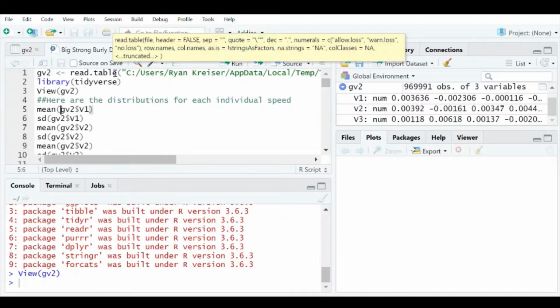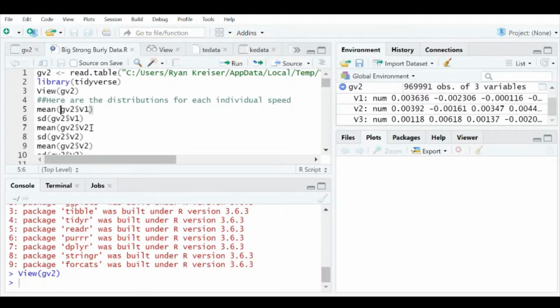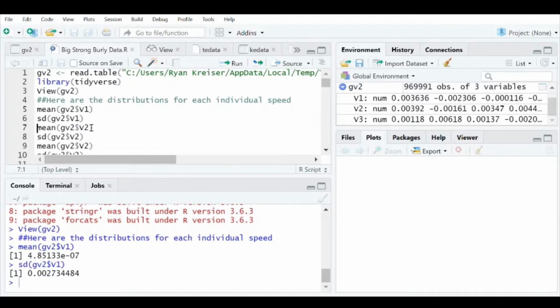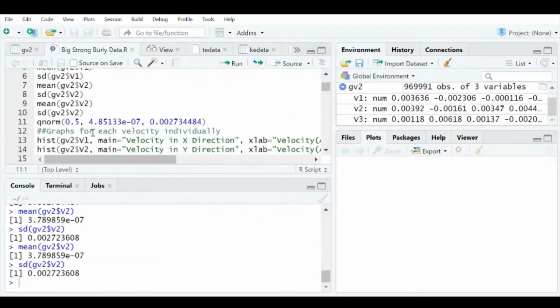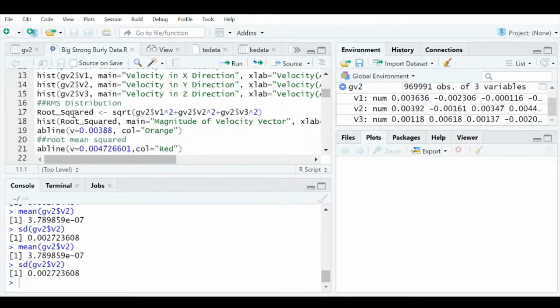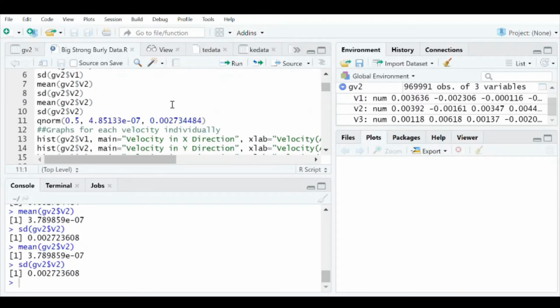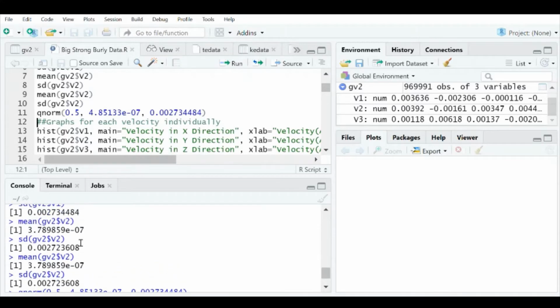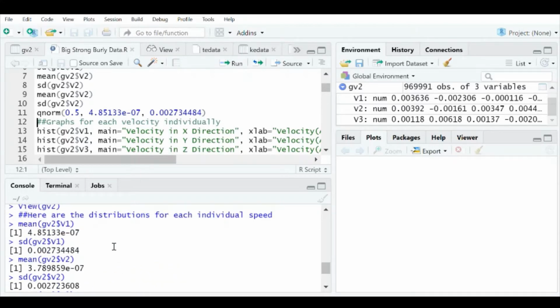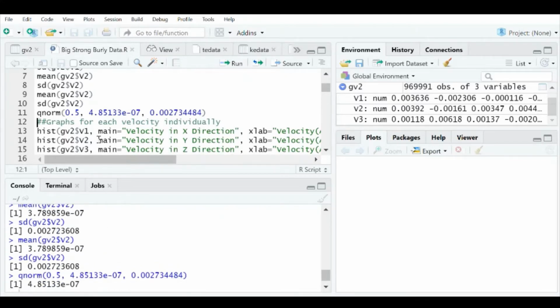Even with millions of data points, it's very easy to see what the distribution of the data looks like. Here we see the mean and standard deviation of the velocity in the x direction. Similarly, the velocity in the y direction and the velocity in the z direction. In fact, here we can see that the velocity in the x direction is also the median velocity in the x direction.